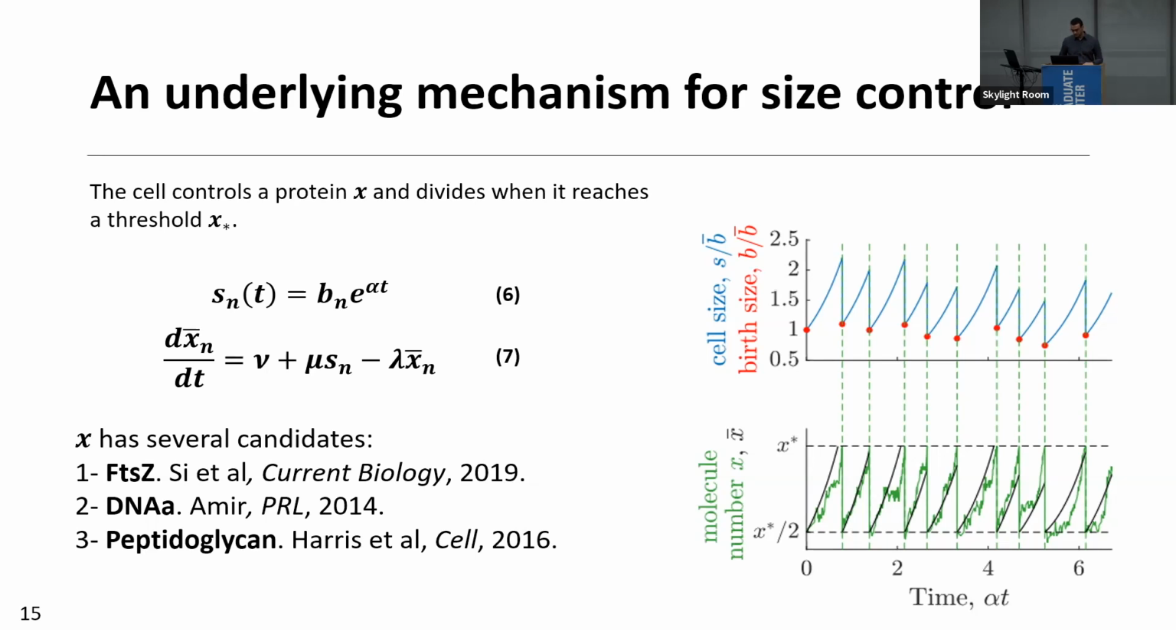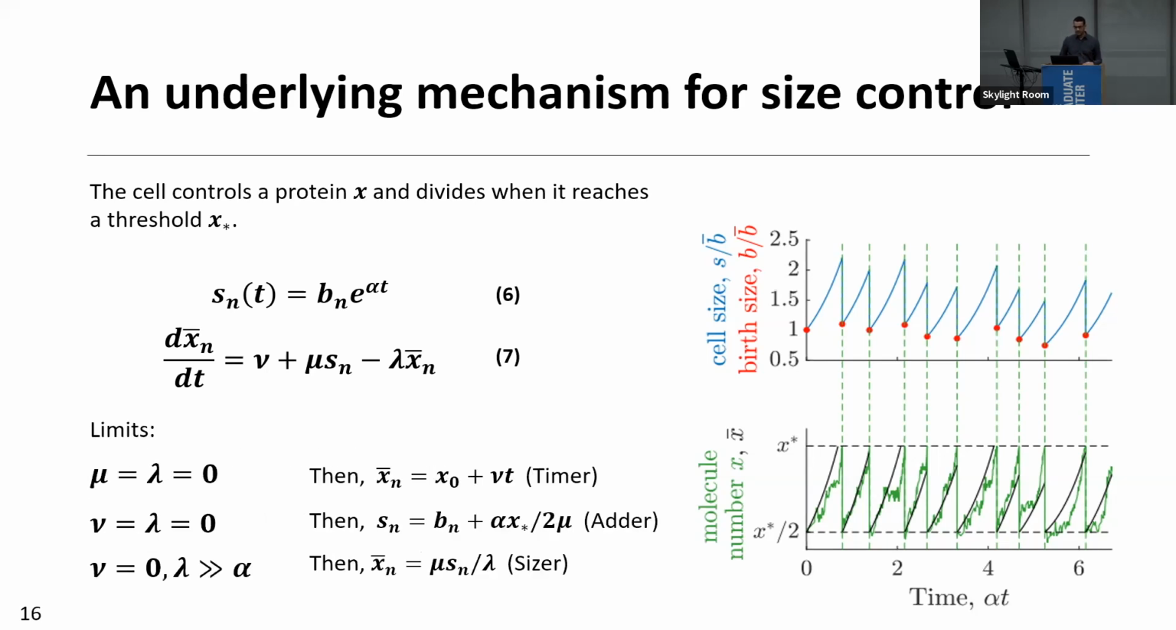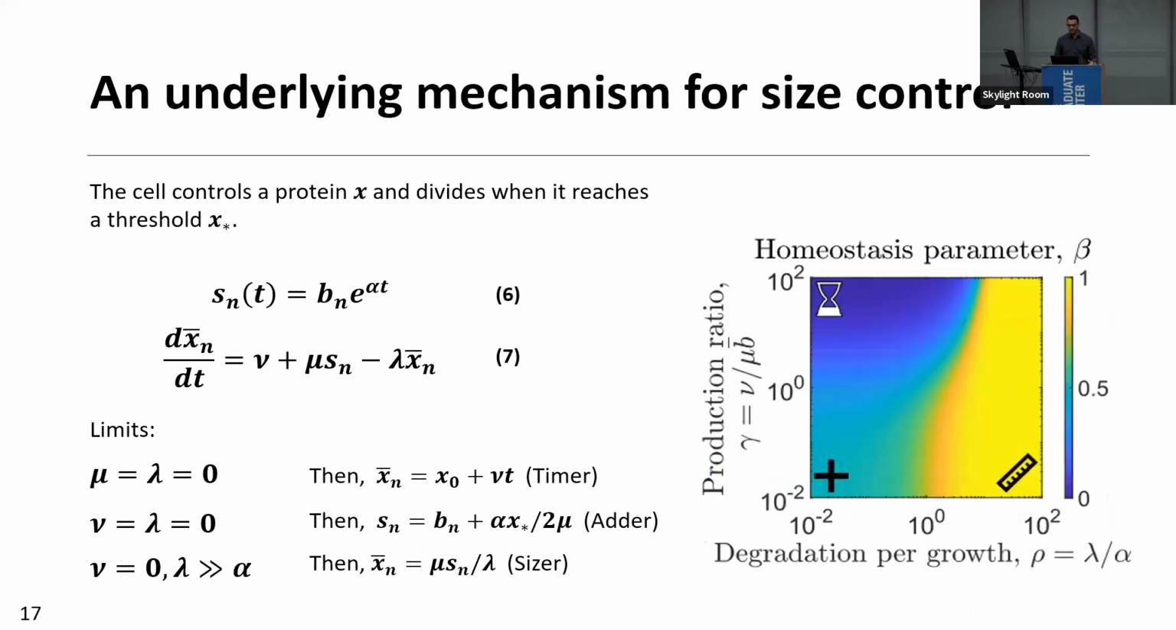Now, in different limits of this model, we are able to get back the timer, adder, and sizer mechanisms that we see, depending on model parameters. And this is a heat map that explains this: when you calculate the beta parameter, depending on its value, it can be an adder, sizer, or a timer. In different limits of our model, we're able to recover the mechanisms.